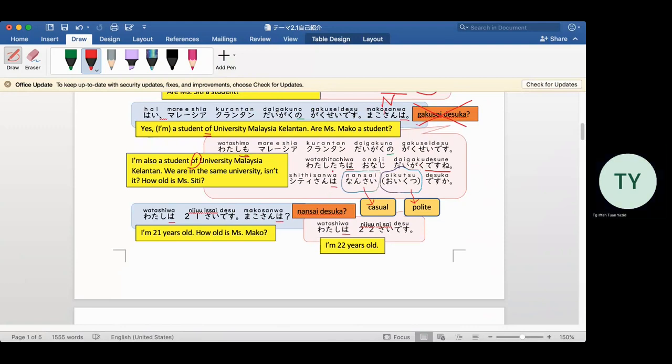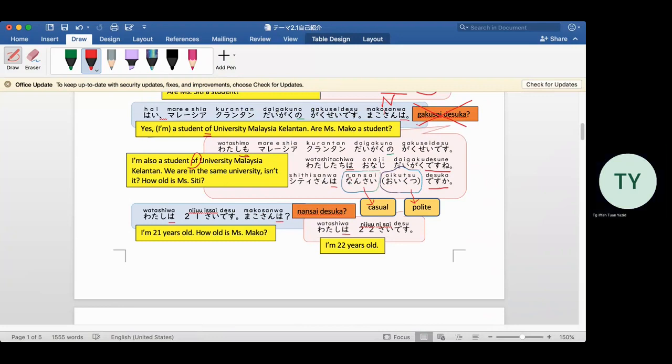Shiki-san wa, particle wa, chushi wa, nansai or oikutsu desu ka? Okay, means how old. Nansai or oikutsu means how old. Siti-san wa, Miss Siti, nansai, how old. Oikutsu, how old. So desu ka question, because nansai oikutsu is 5W1H. The same meaning, nansai oikutsu, but the difference is nansai is casual, oikutsu is polite. So you choose either one. You cannot use both. Choose either one.